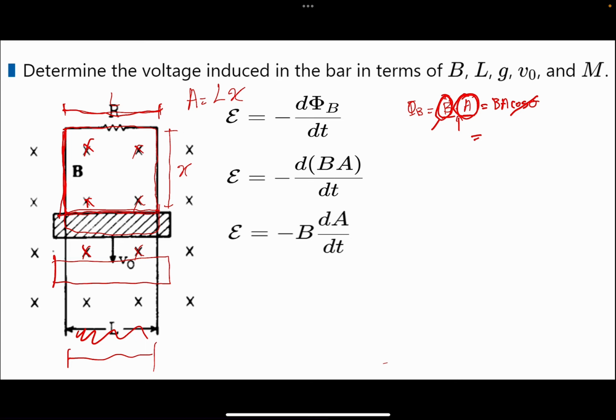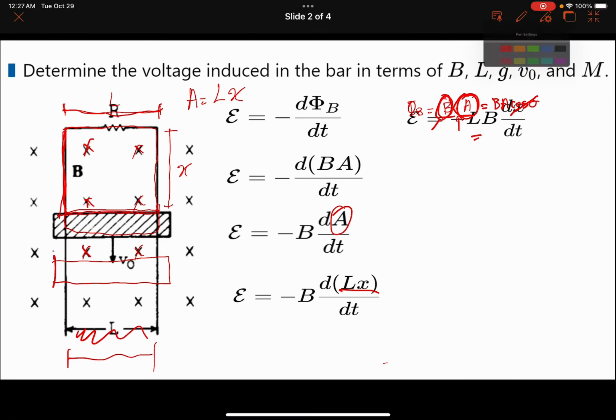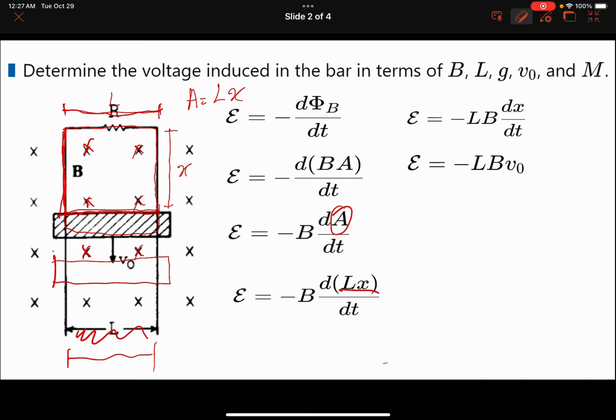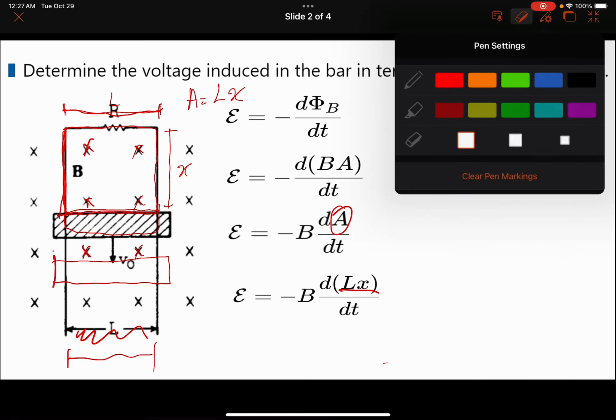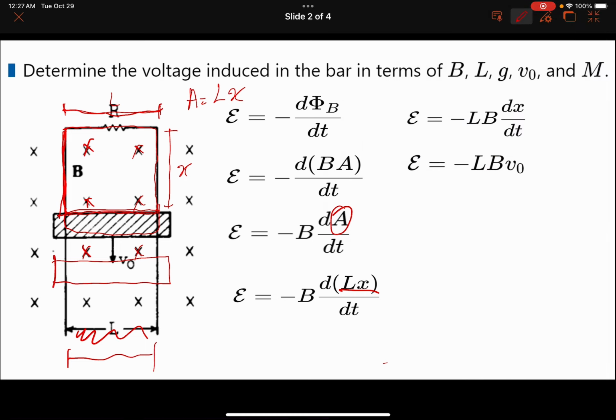So that's what I'm going to do. I'm going to replace the A here with L times X. And again, as it falls down, the L is just going to be constant. So anything that is constant, I can take it out of the derivative, right? Sorry about that, I'm going to erase these. So the L can come out, and what's going to be left inside is going to be the dx dt. And if you remember, what is dx dt equal to?